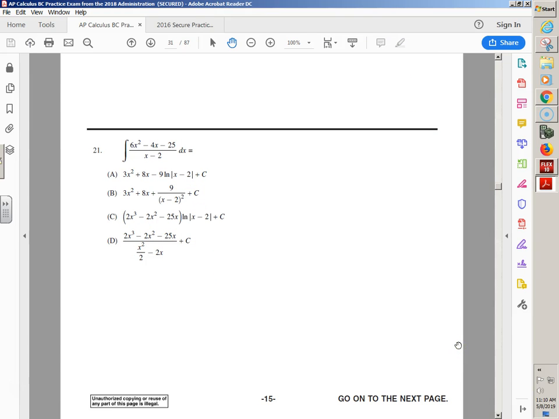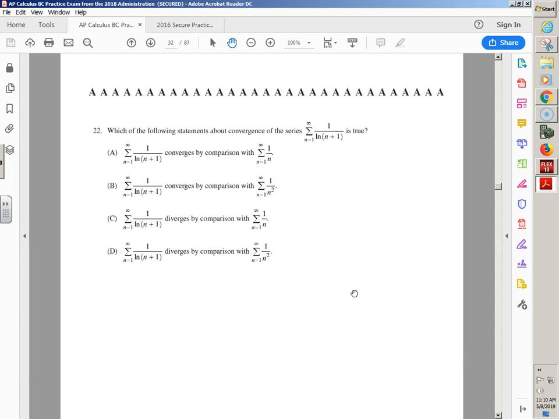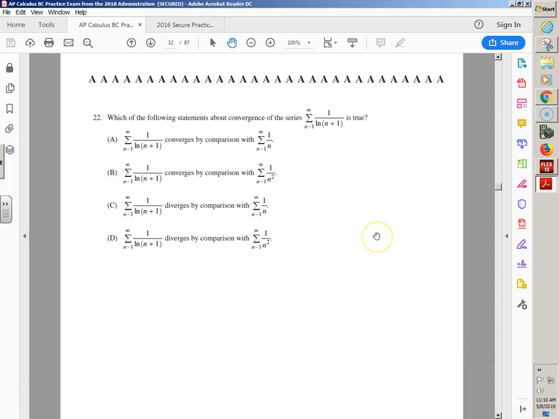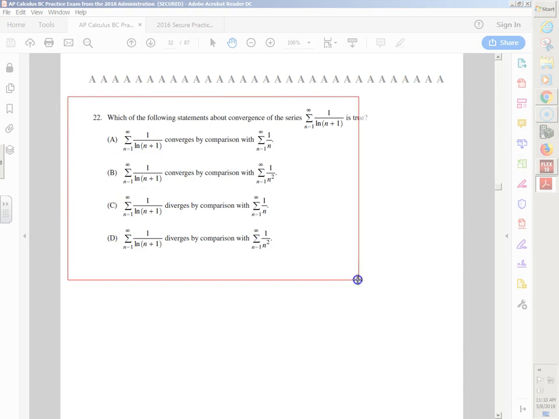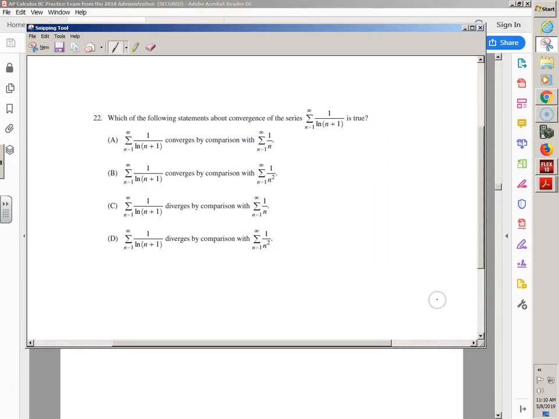Okay, and then 22. So for 22, I crossed out A and D, and then I knew it was between C and D. It's not A or D because, oh yeah, 1 over n can never give convergence. Yeah. And 1 over n squared can never give divergence. Good, p-series test, right? Yeah, and so, but I put B and it's C.